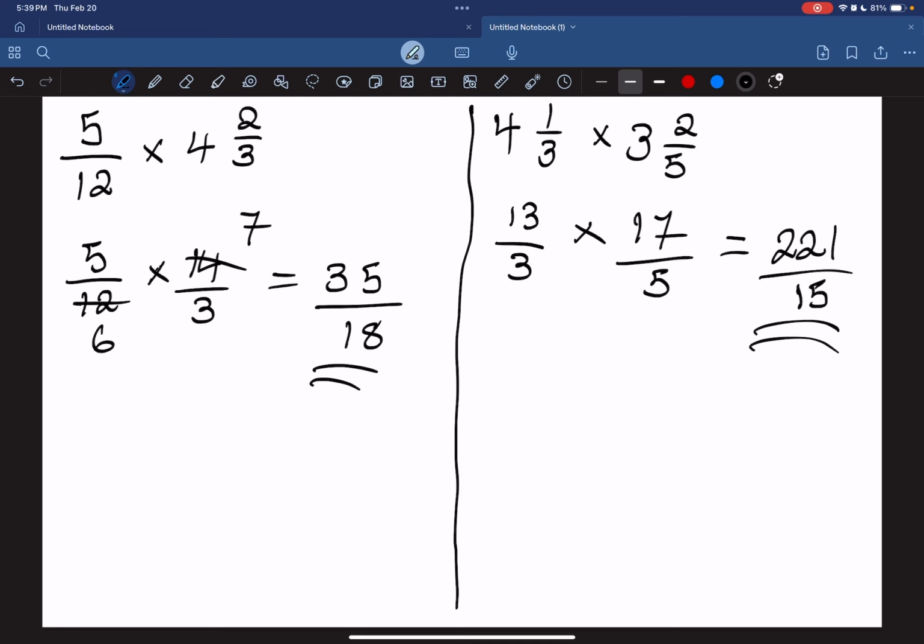Getting a mixed number, change the mixed numbers to an improper fraction. Then after that, 3 steps again. Simplify, multiply numerator, multiply denominator, get a final answer. And that's just it.